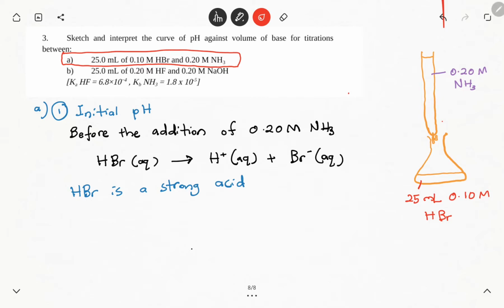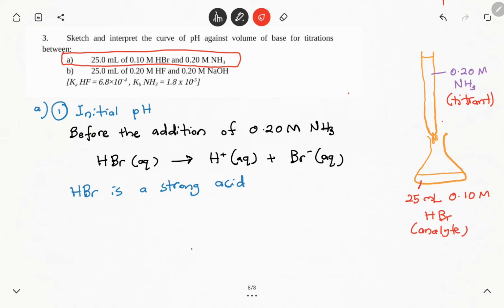So we will discuss question A. Sketch and interpret the curve of pH against volume of base for titration between 25 milliliter of 0.1 molar HBr and 0.2 molar NH3. So first we need to identify the analyte for this acid-base titration. What is our analyte? Since we are given the concentration and volume of HBr, the analyte for this reaction is HBr.